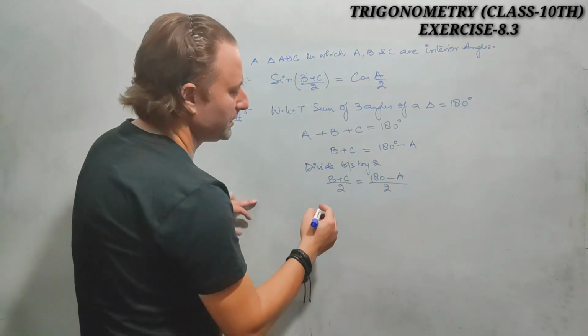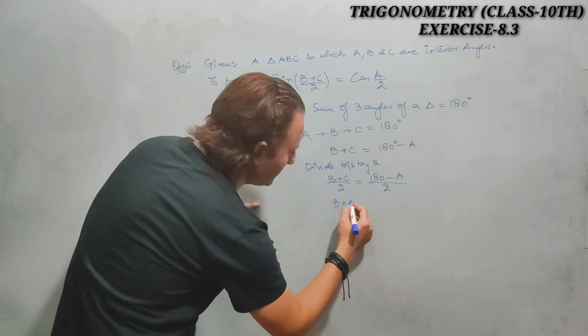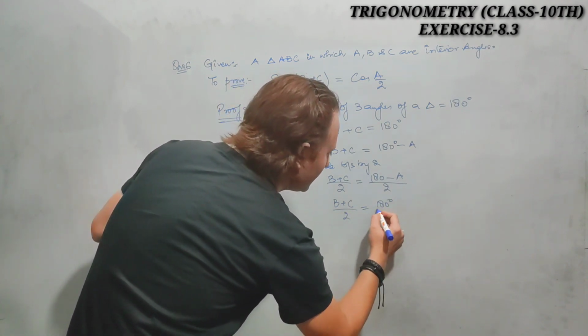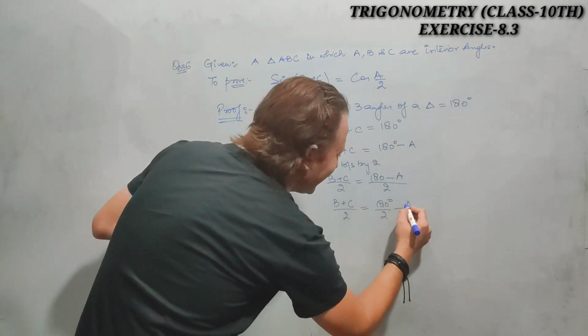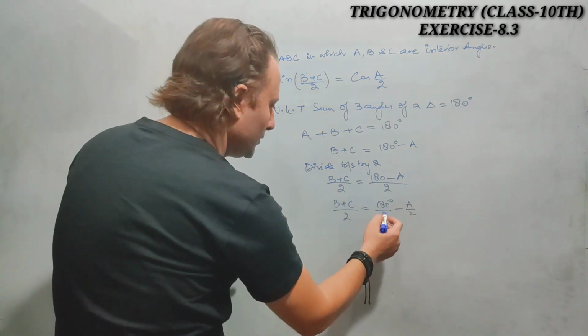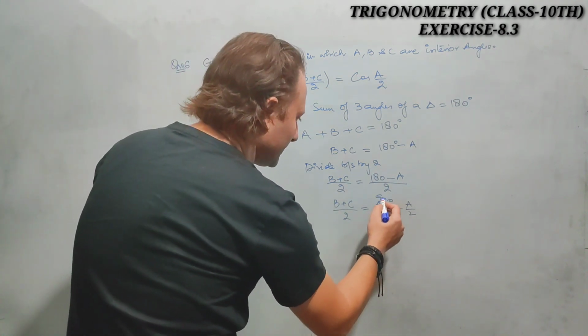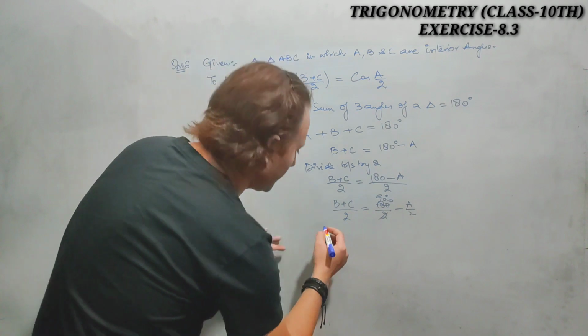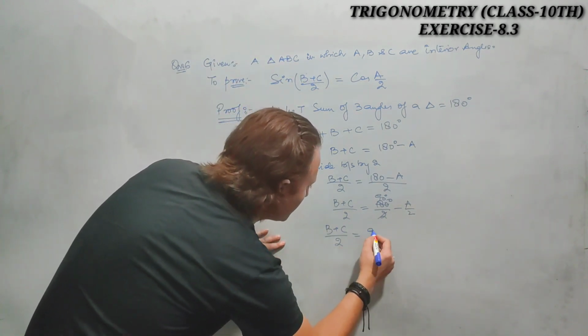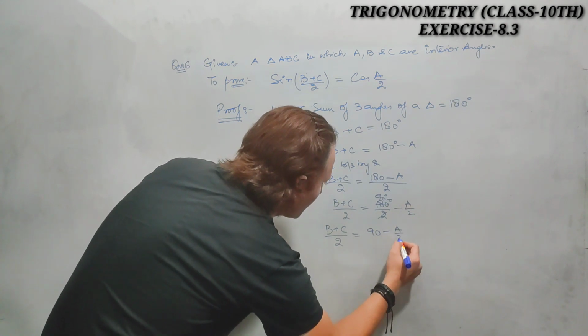There's one more thing that we can do. I can write it as (b plus c) upon 2 is equal to 180 upon 2 minus a upon 2, because this 2 is for this and that as well. So this and this goes, and we have a 90 here. So I can write (b plus c) upon 2 is equal to 90 minus a upon 2.